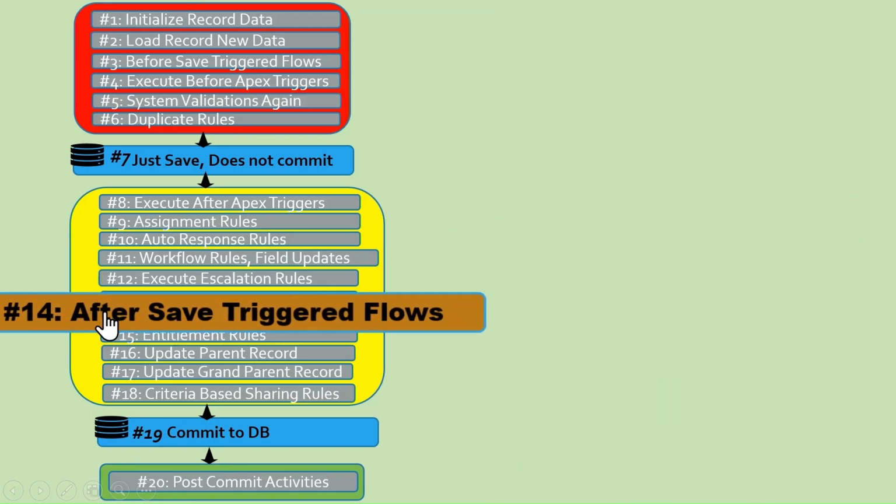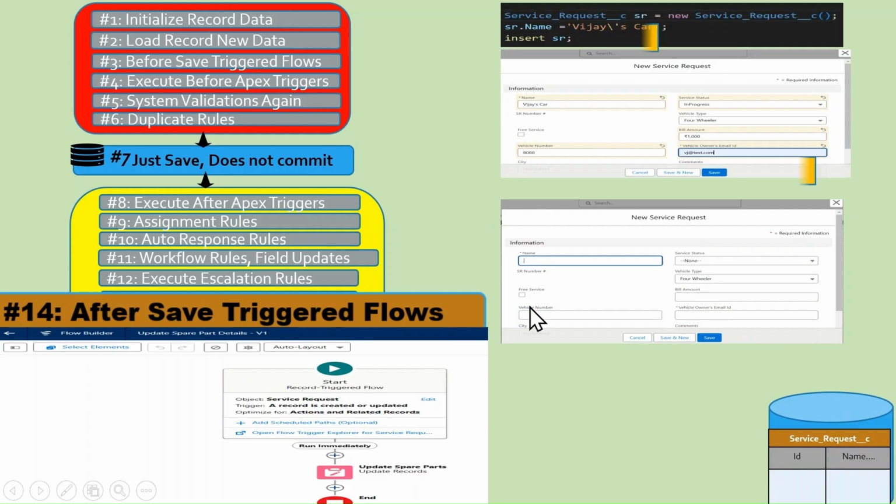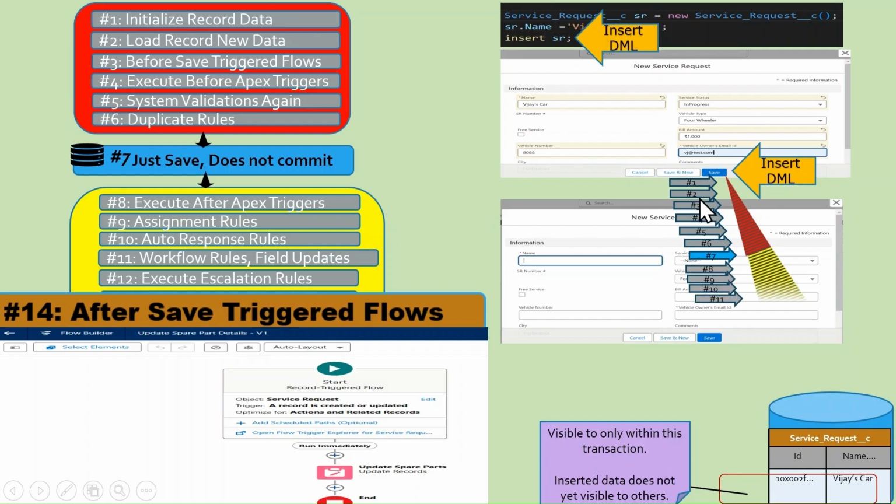For this step, Salesforce checks for the after save triggered flows for the current record's object. In our case, we have defined one after save triggered flow for our service request object. Now let's see for the insert DML how order of execution takes place. On click of save or on insert SR, the order of execution starts from step 1 and completes till the 13th, and it moves to the 14th step.